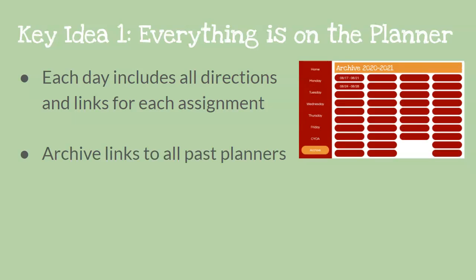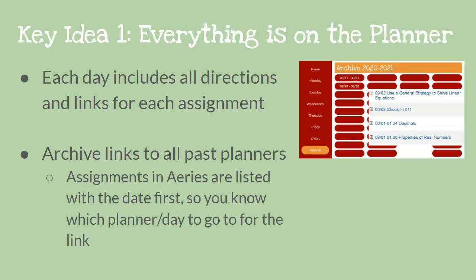There also, at the bottom on the left side, is the archive, and the archive is going to be all the past planners for the year. If you take a moment to look at assignments in Aries, all the assignments are listed with the date first. So what day did I assign it, and what was the assignment name? That way, if it's missing, I know that I can go to the planner for that day, look up that assignment, and I'll be able to find it. So again, everything is on the planner.